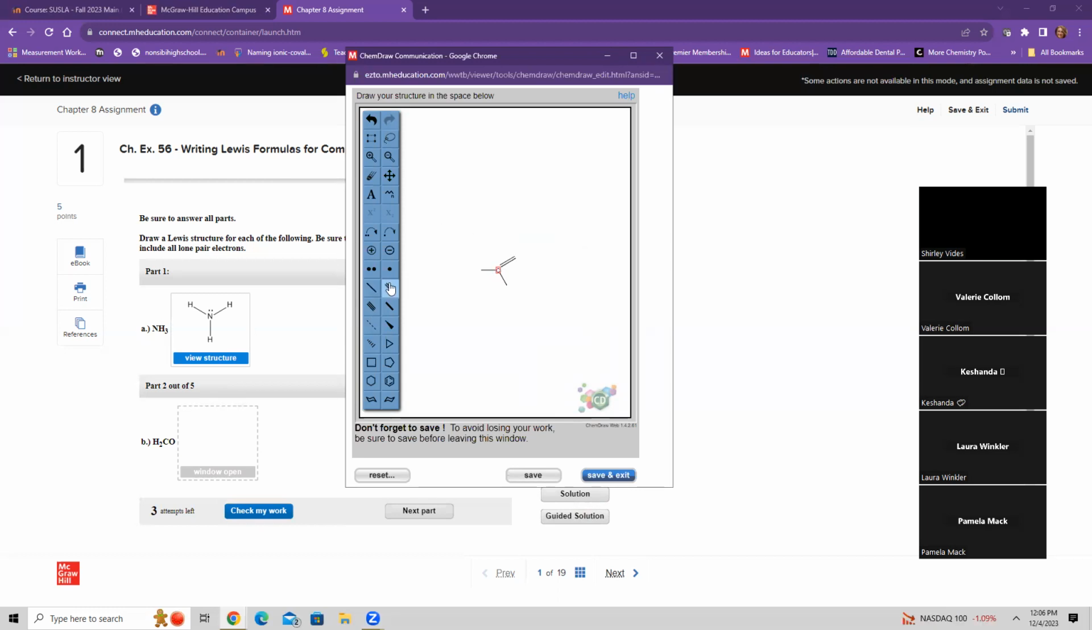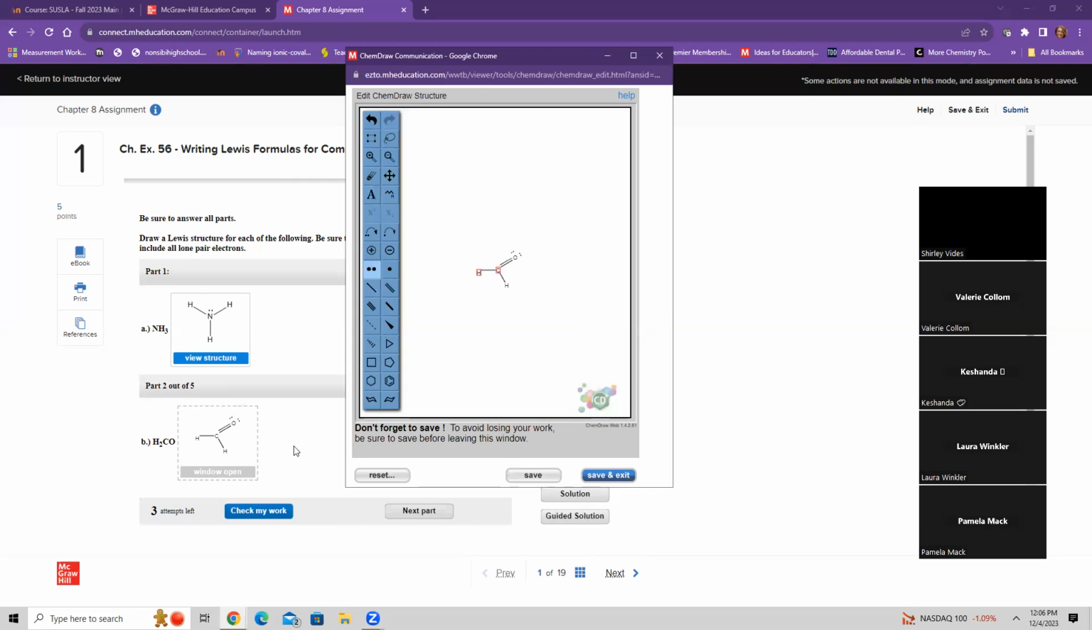And then we got hydrogen, hydrogen, and oxygen. And carbon is happy, but oxygen isn't, so we need 2 lone pairs there. So let's go back to you. And there we go. That should be it.